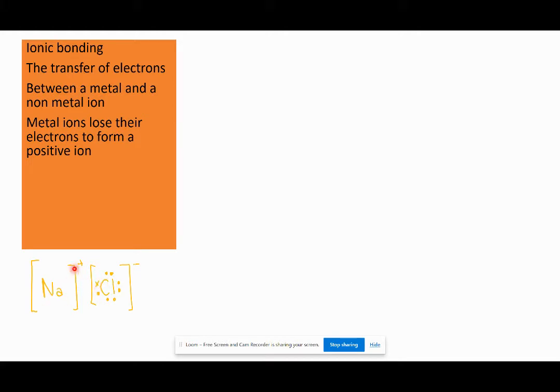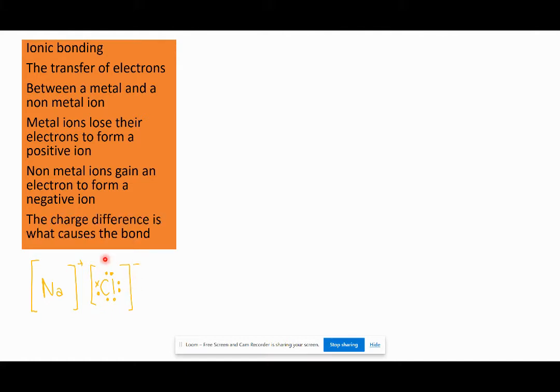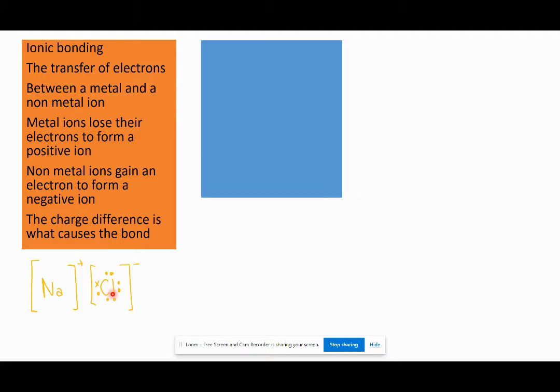The metal will lose the electron, shown as the cross in this diagram, and form a positive ion. And the non-metal will gain this electron. As you can see, it has the 7 electrons in the outer shell, and that will form a negative ion. And the charge difference, so the attraction between a positive and a negative charge, is what causes the bond. So they are now attracted and joined by an ionic bond.